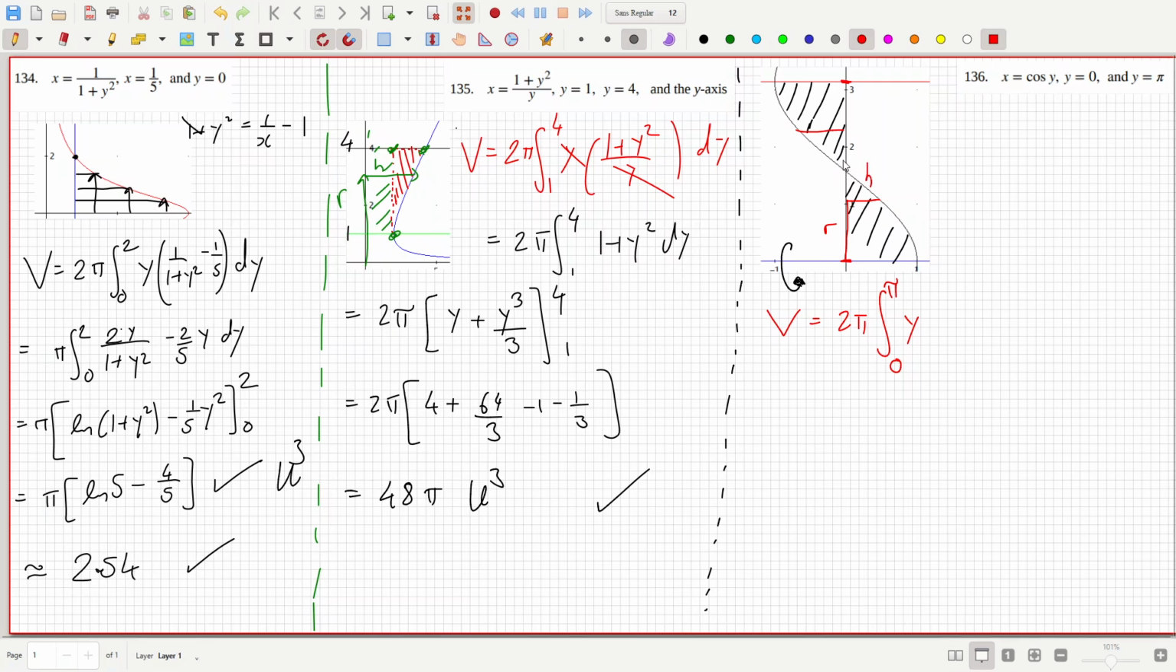Don't really want it to go negative, but x is cos y, but maybe we have to think very carefully about the limits here, because the h will go negative, so I'm going to split the volume up. Okay, now let's think about this.